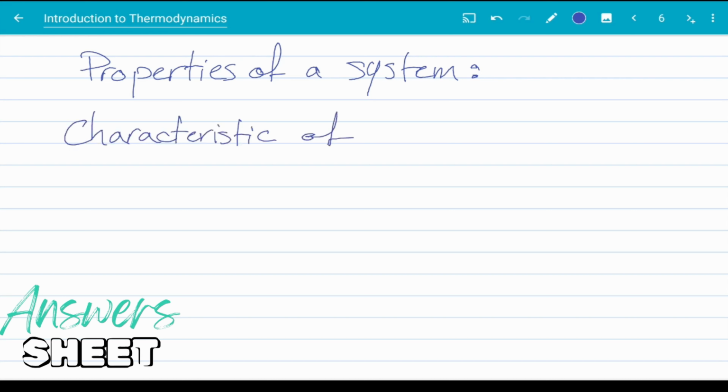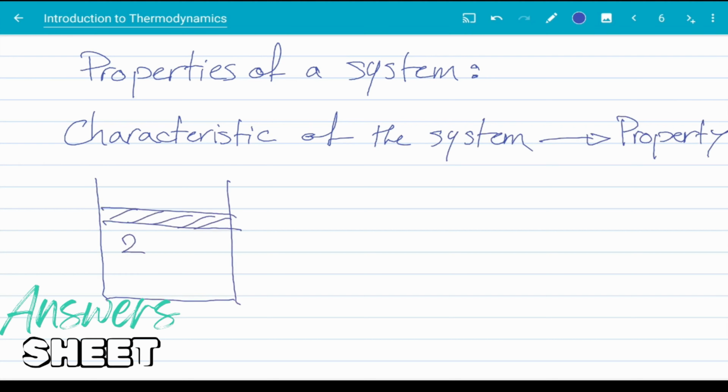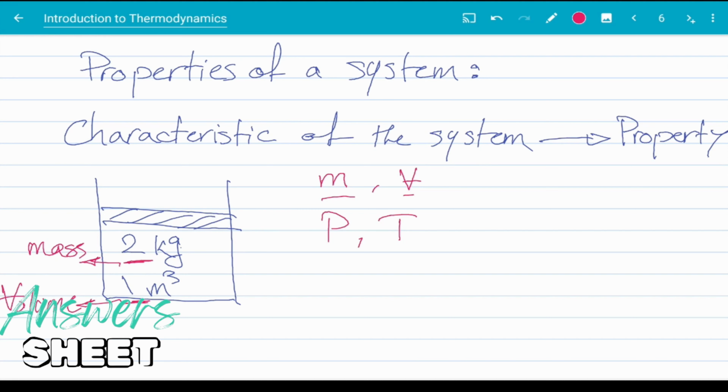Okay, now let's talk about the properties of a system. Any characteristics of a system is called a property. Let's revisit our piston and cylinder again. Let's assume 2 kilograms of air is trapped in a 1 meters cube cylinder, which by the way is a very large cylinder. 2 kilograms shows the amount of mass of our system. So it's a characteristic of our system, and so is a property. The volume is the same because it shows how much space is taken by our system. So both mass and volume are properties. Temperature and pressure are two other most common used properties in thermodynamic systems.